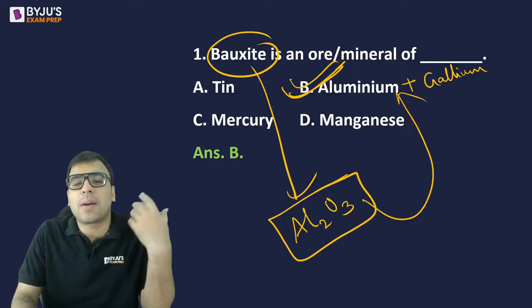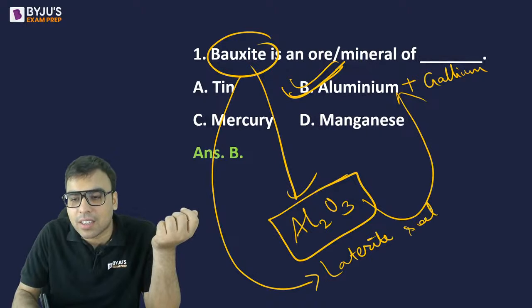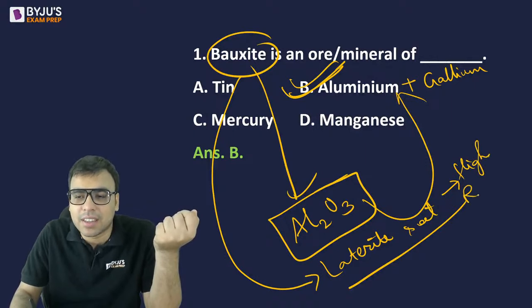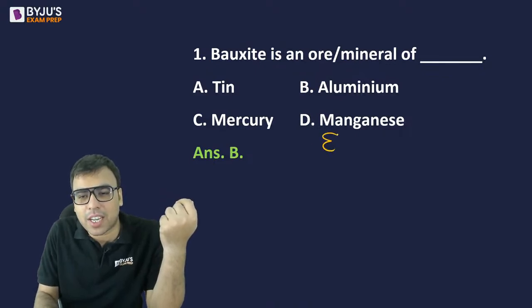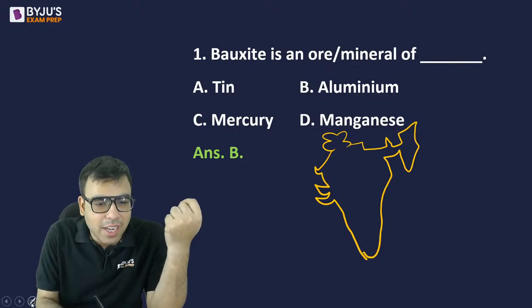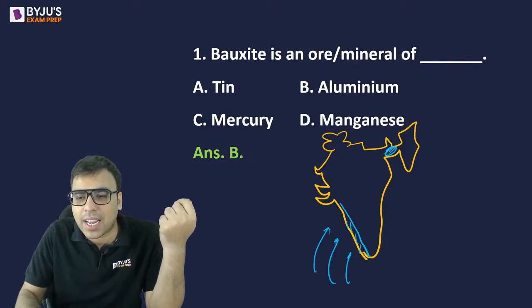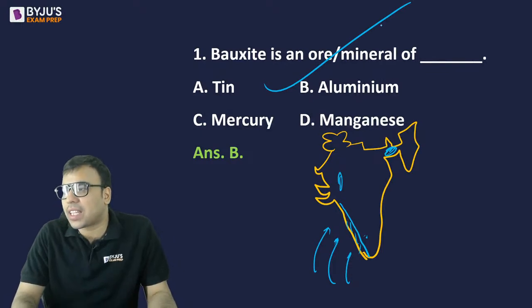Now, bauxite, you will find it mostly in the regions where you will find laterite soil. And where do you find laterite soil? In the regions having high rainfall. So I am telling you all the 360-degree aspects. Let me make a rough sketch of the map. You will find laterite soils in the western section of the Western Ghats, because the southwest monsoon brings rainfall here, and some portion in Meghalaya as well. That is why you will find bauxite, or aluminum ore, there. So B is the right answer to this question.